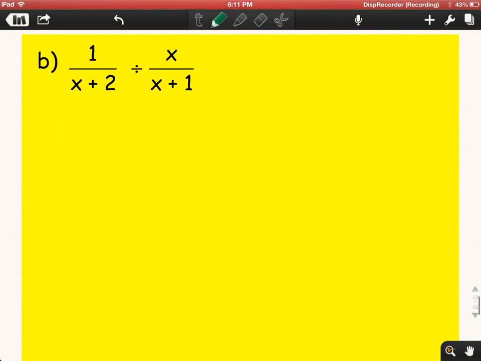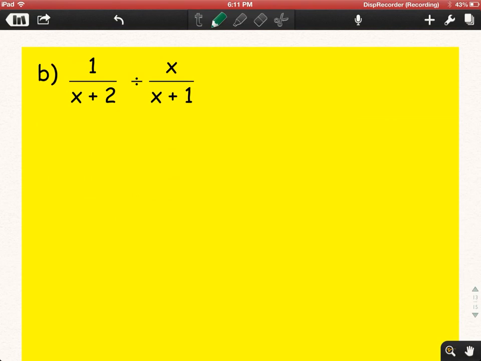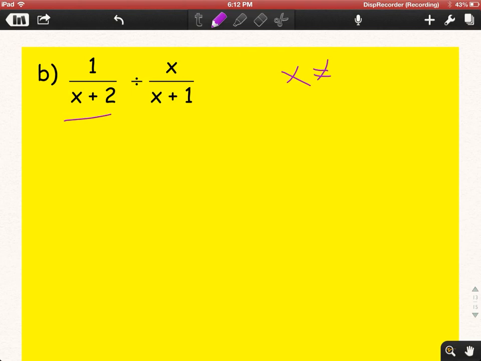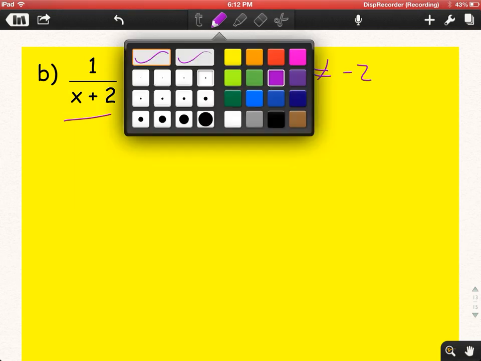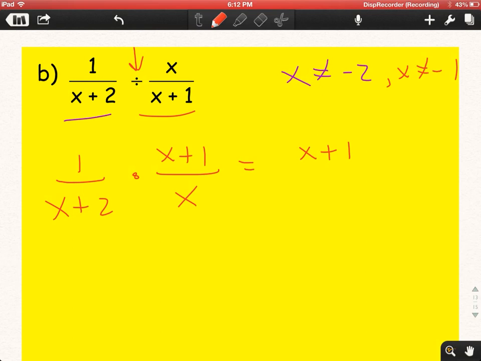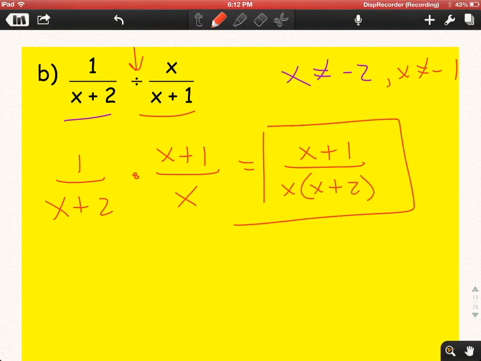And let's take a look at the example of division. So once again, we have x cannot be negative 2, x cannot be negative 1. Now when we divide, all we really have to do is flip and multiply. So this is 1 over x plus 2 times x plus 1 over x, which gives us a grand total of x plus 1 over x times x plus 2. That's our finalized answer.